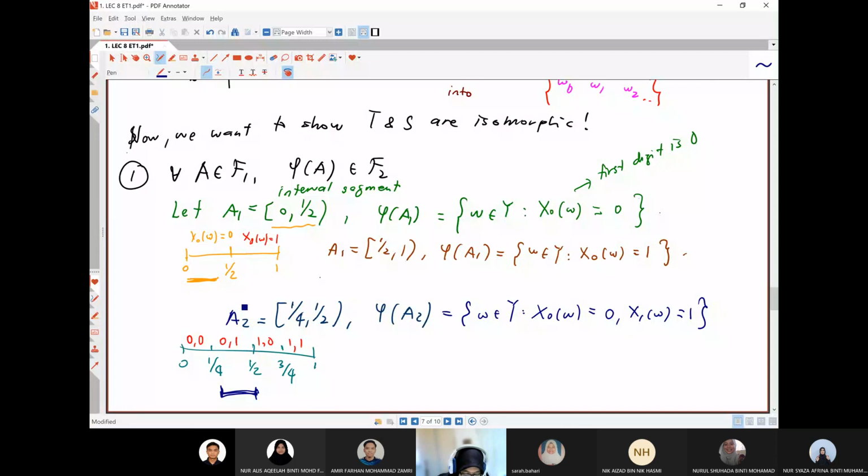I think it doesn't matter if you choose any interval segment pun, sebab dia memang kita akan dapat balik the two transformations isomorphic. Sebab yang ni kita just ambil one of the segment untuk find the measure.